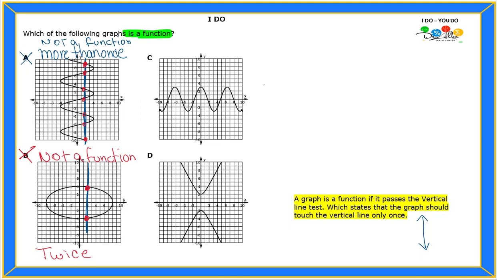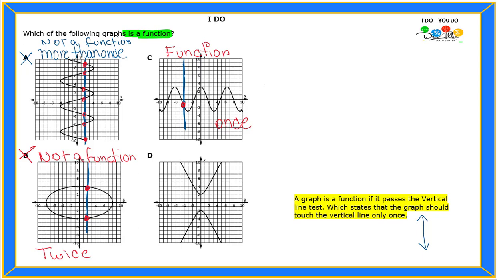What about C? Let's do the same thing. We're going to draw my vertical line, and I can do it anywhere on my graph. And there it is. And if you did yours on the right side, it should be totally fine, okay? How many times is my graph touching this line over here? Only once. Therefore, if it touches only one time, then this is a function. And that's what I was looking for, right?